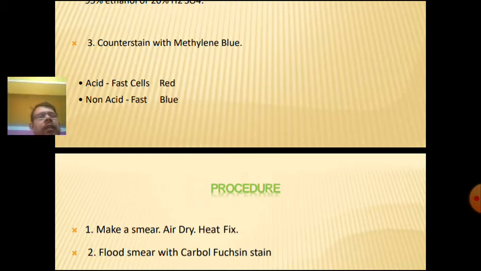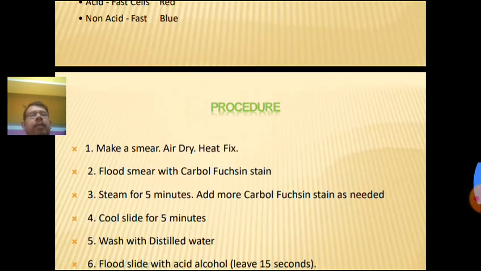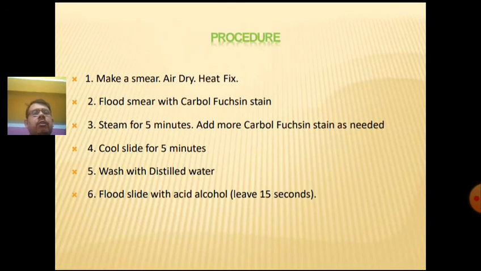If the final color produced is red, it is acid fast after carbol fuchsin is added. If it is blue color, that is non-acid fast. It is a short procedure: make a smear, air dry and fixation. The smear will be flooded with carbol fuchsin stain and steamed for 5 minutes. Add more carbol fuchsin stain as needed. Cool the slide for 5 minutes and wash with distilled water.